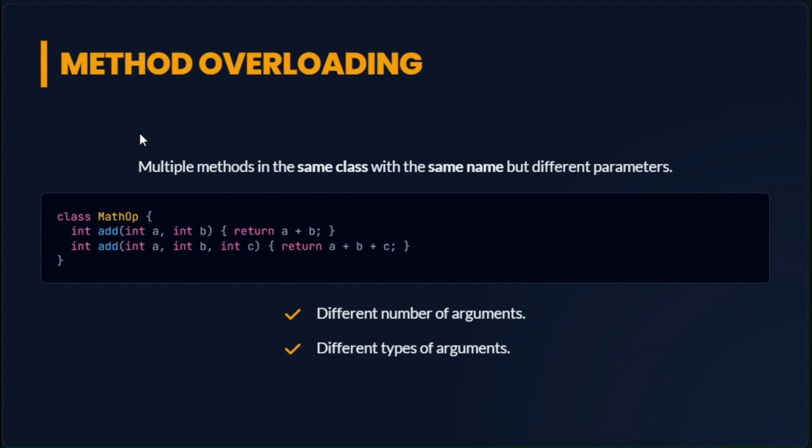Let's look at method overloading. This happens within the same class. Look at the class MathOp on the screen. We have two methods named add. One takes two numbers and the other takes three. This is overloading. The compiler looks at your arguments. If you pass two numbers, it calls the first one. If you pass three, it calls the second. It's simple, clean, and prevents you from having two methods like add two numbers and add three numbers.